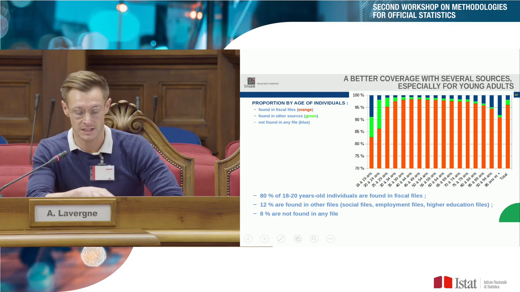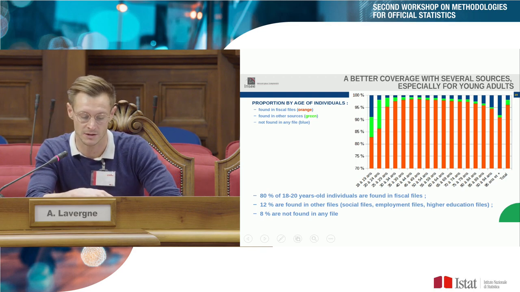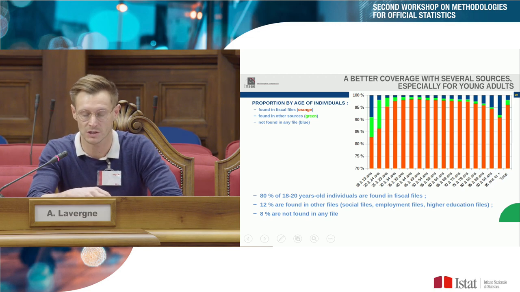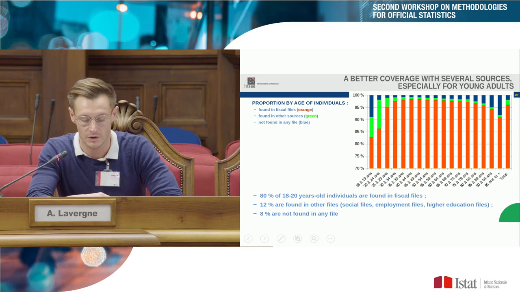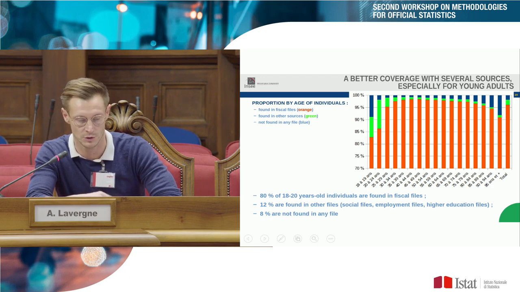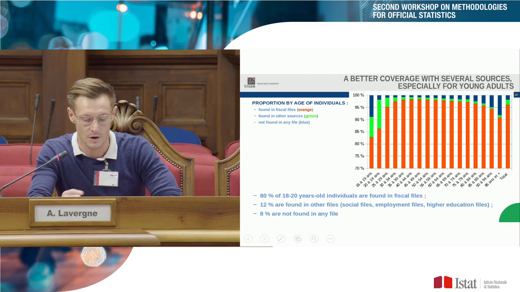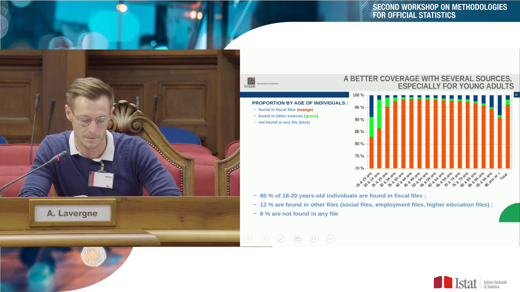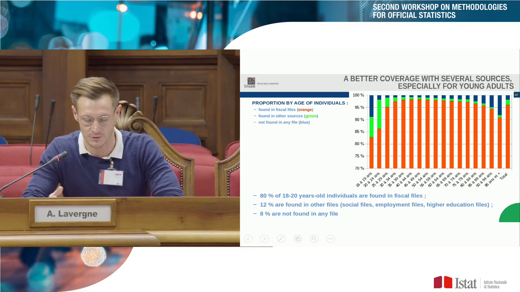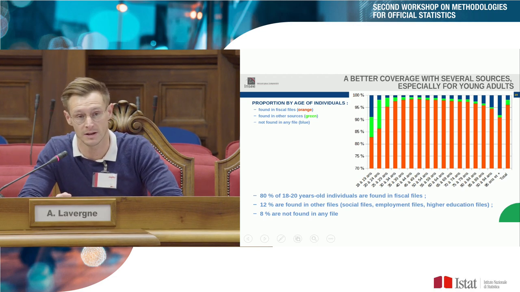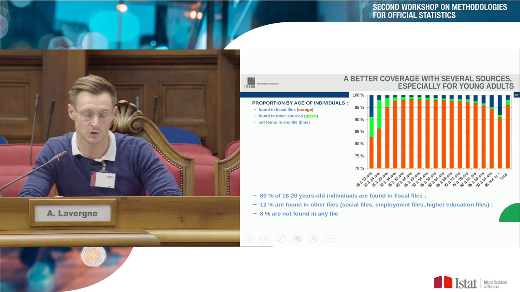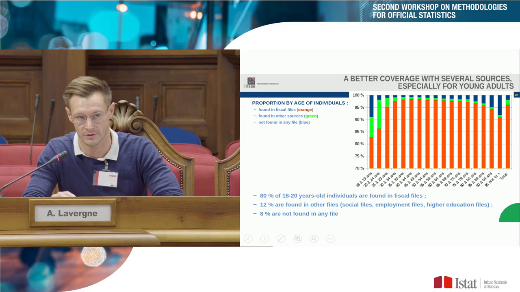So in this bar chart, each bar represents the entire census population. The orange bar indicates the proportion of individuals identified in tax records relative to the total census population. The green bar represents the proportion of individuals identified exclusively through other sources, excluding tax files. While in blue, it shows the percentage of individuals identified only in the census. So as you can see, using multiple administrative sources improves coverage, especially for young adults. However, some populations will continue to be only captured by the census.